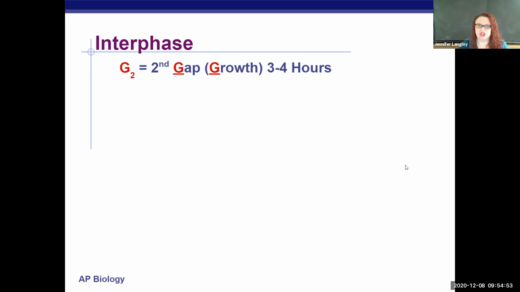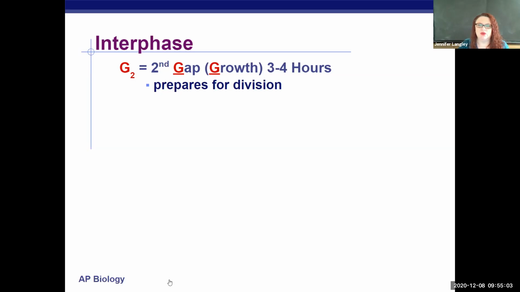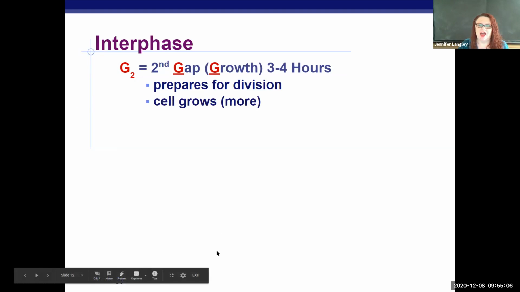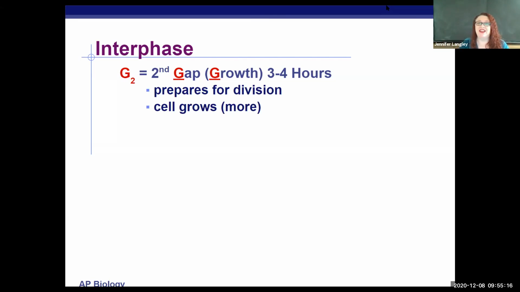Okay, gap 2, G2. This is where we are preparing for cell division. When we prepare for cell division, we are going to have more growth. We have to have enough for everything to be able to grow and have enough that the new cells have enough to survive.